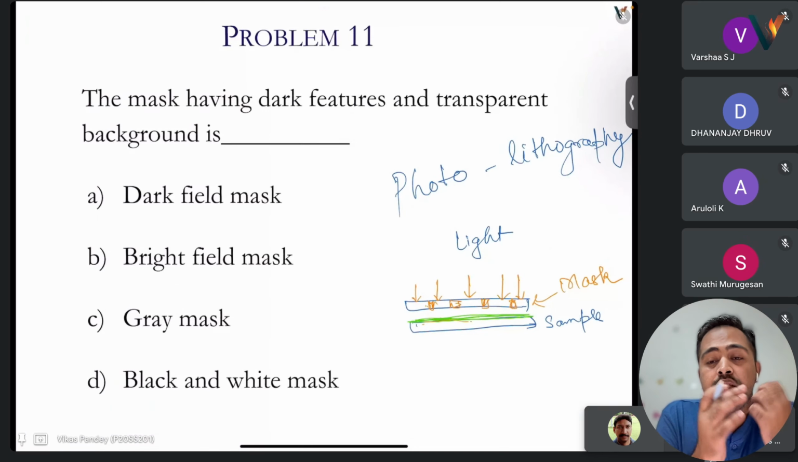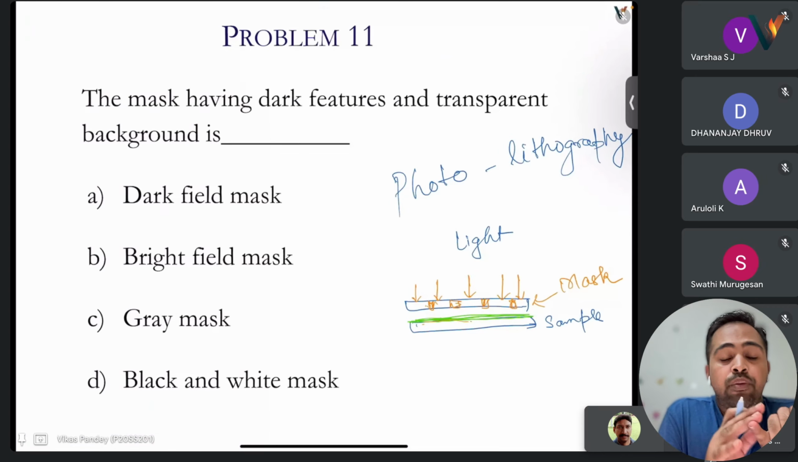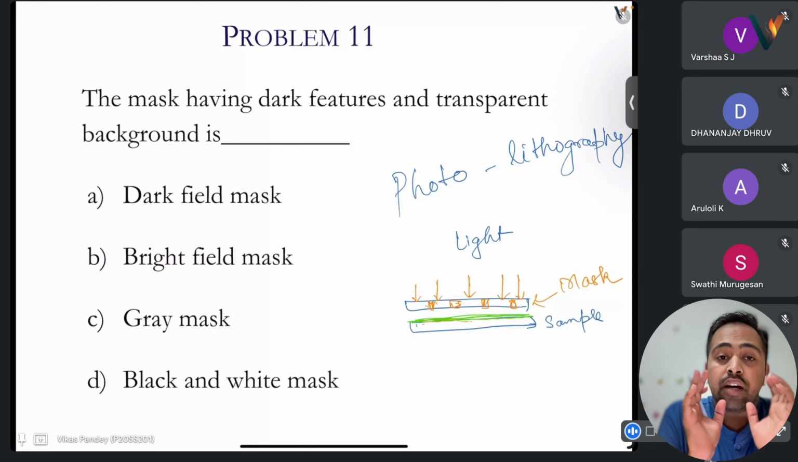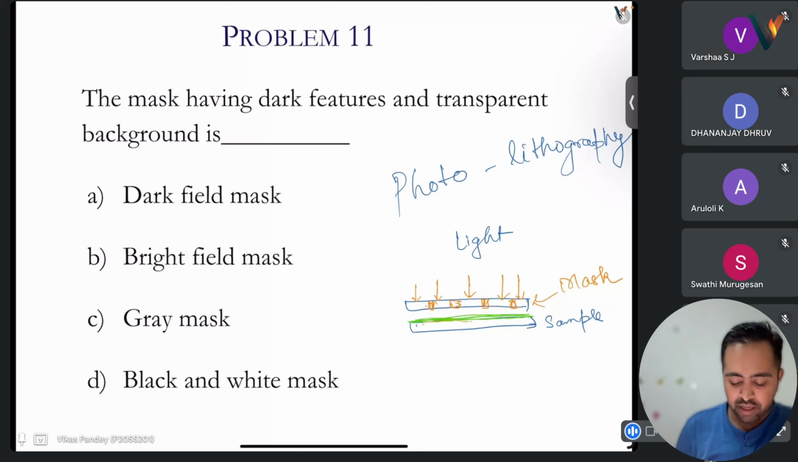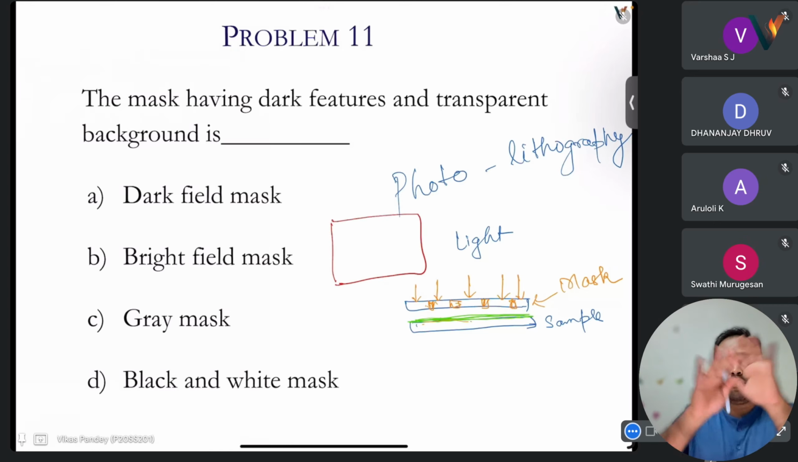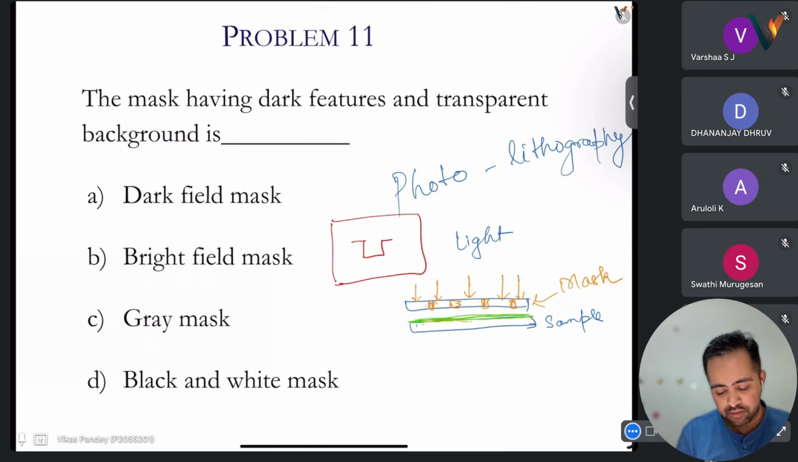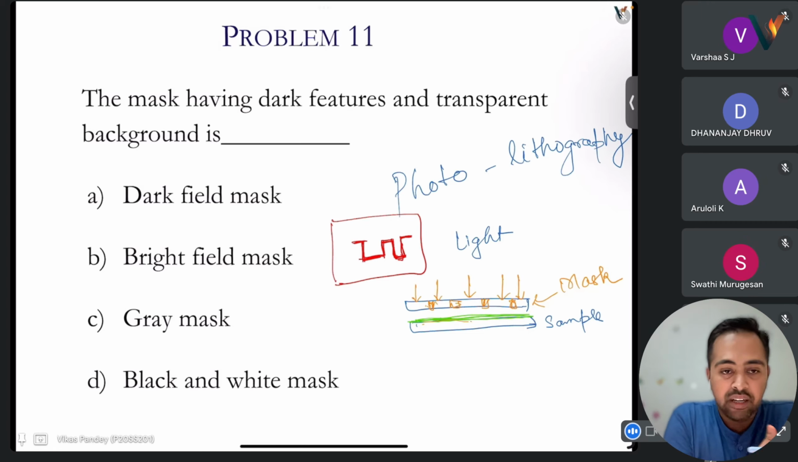Now it is saying a mask having dark features and a transparent background. So the mask is all transparent and has a feature like this, and the feature is dark, through which light cannot pass. What is this kind of mask called? Is it a dark field mask, bright field mask, gray mask, or black and white mask?